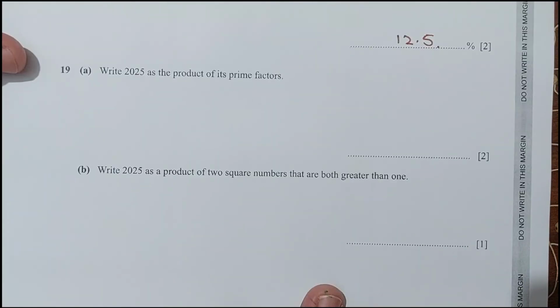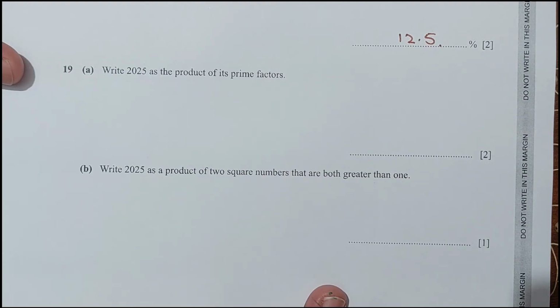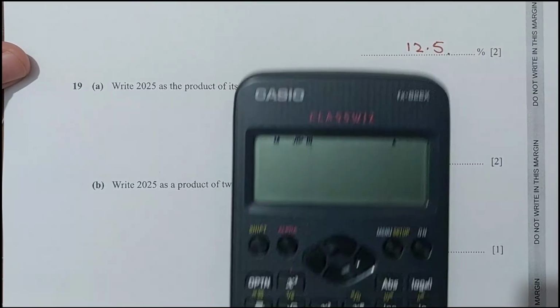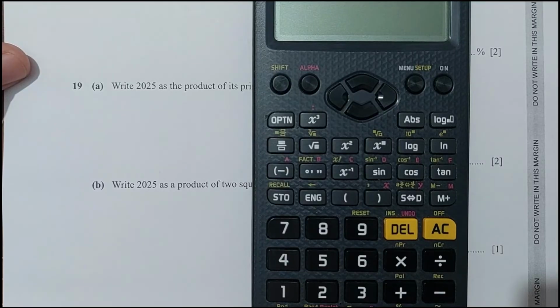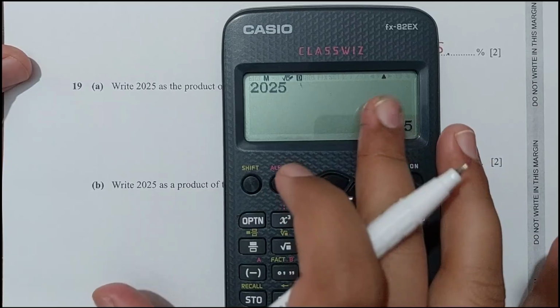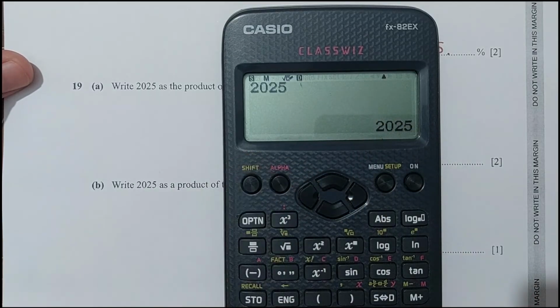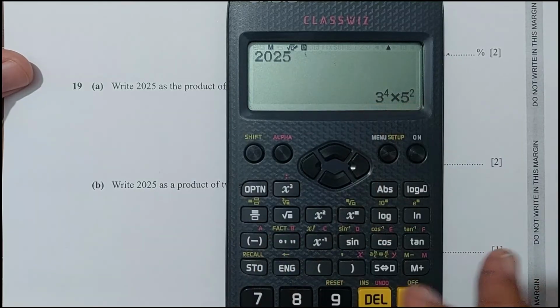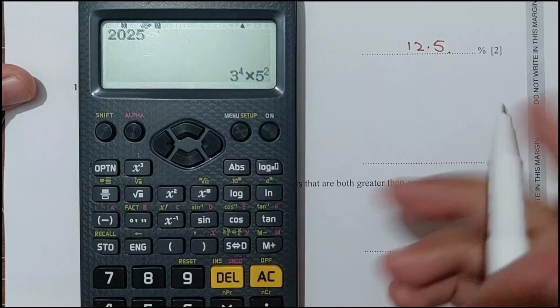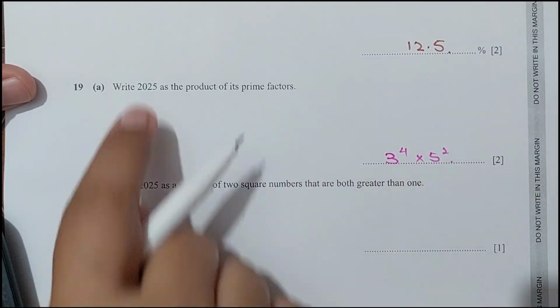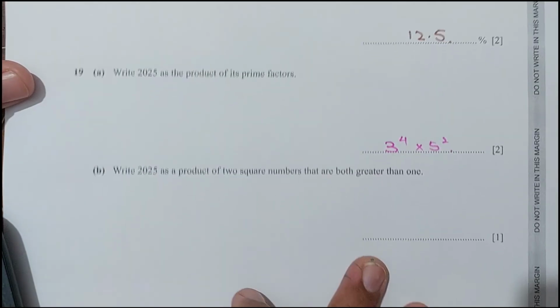Question number 19, part A. Write 2025 as a product of its prime factors. Let us find the prime factors with the help of a calculator. Write down the number 2025 and press the equal key. Then press shift and the fact button. You will get the prime factors: 3 to the power 4 times 5 to the power 2. These are the prime factors of 2025.